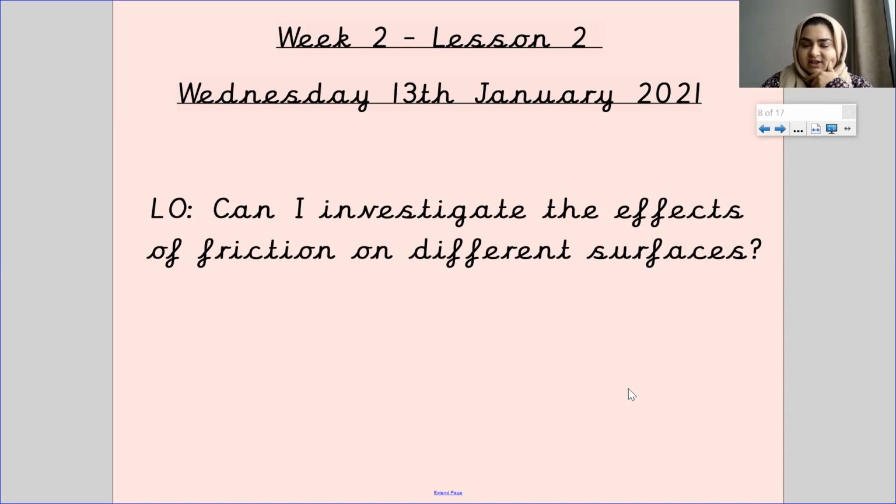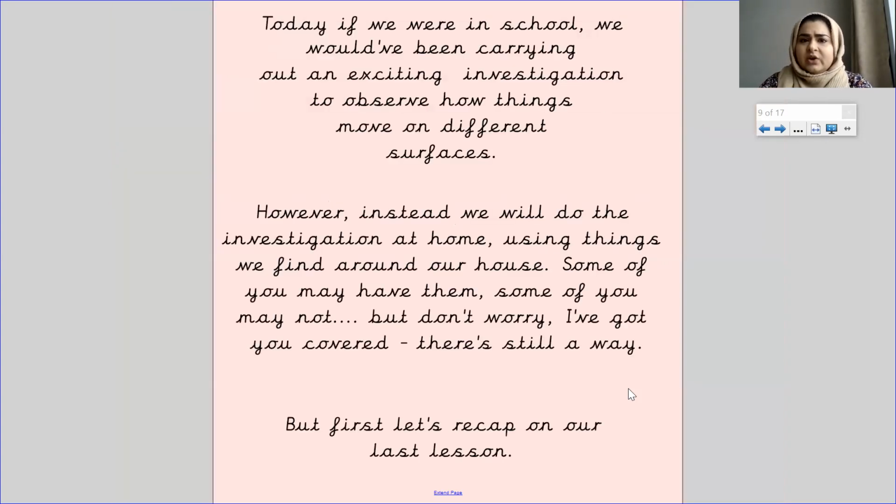Your learning objective today is: can I investigate the effects of friction on different surfaces? We're going to be learning about friction today and how it affects forces on different surfaces. If we were in school, we would have been carrying out an exciting investigation to observe how things move on different surfaces. However, instead, we will do the investigation at home using things we find around our house. Some of you may have them, some of you won't, but don't worry, I've got you covered. There's still a way for you to carry out this investigation.